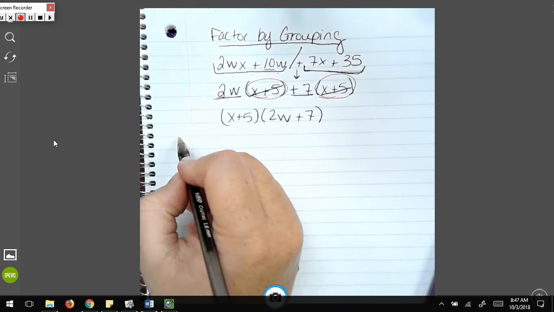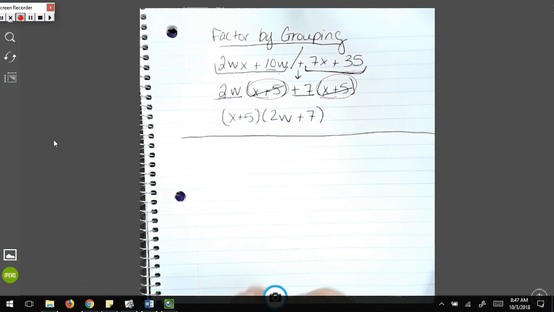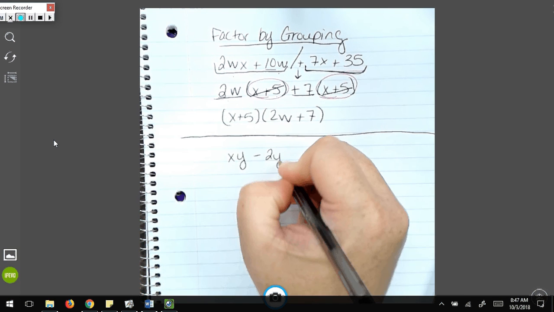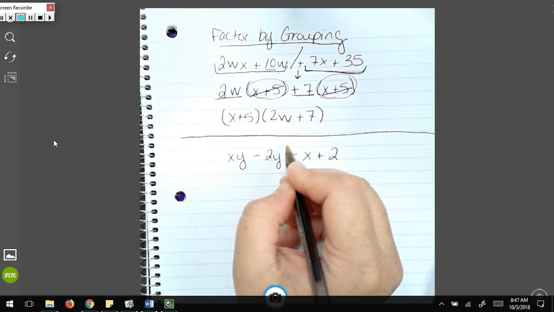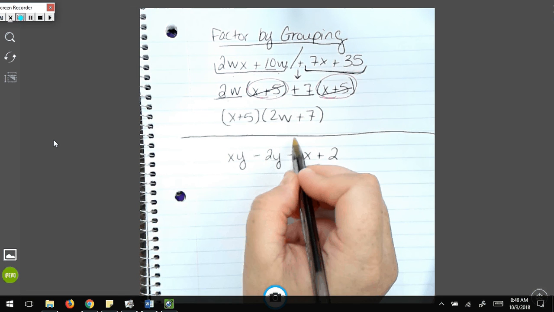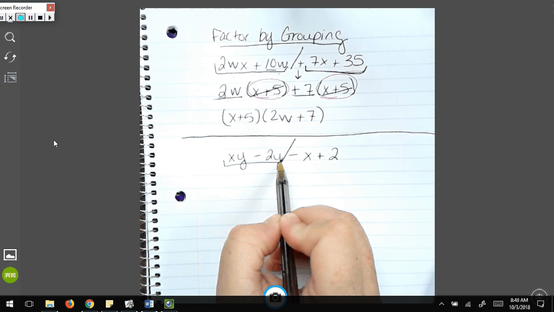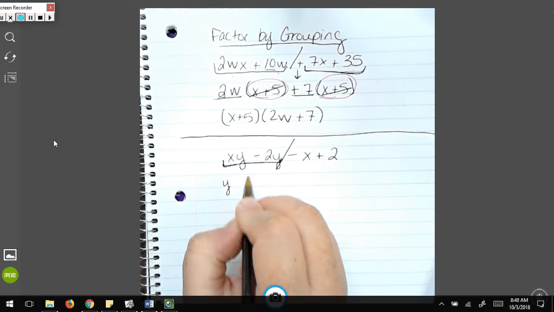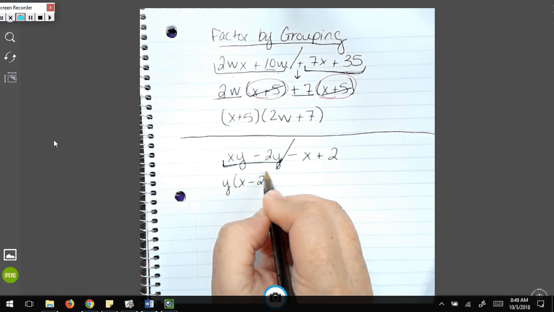Now let me show you another example, because when the middle sign is minus, it gets a little bit trickier. So let's say I start with xy minus 2y minus x plus 2. So again, 4 terms. I'm asked to group, so I'm going to slash. What can I take out of, or what is the GCF of xy and negative 2y? I hope you said y. And it leaves me with x minus 2.